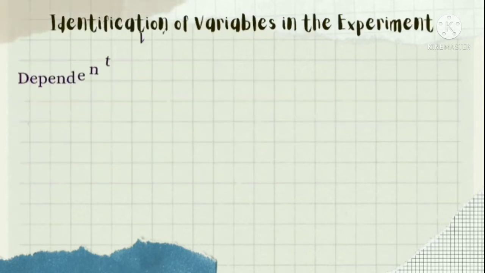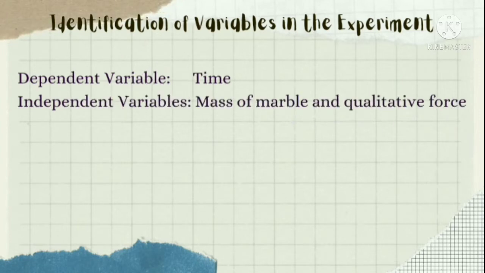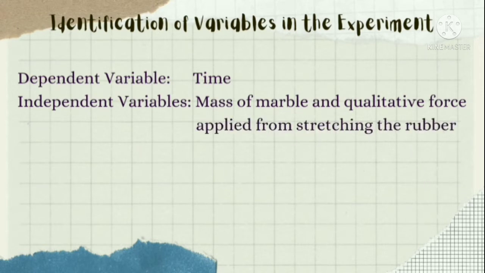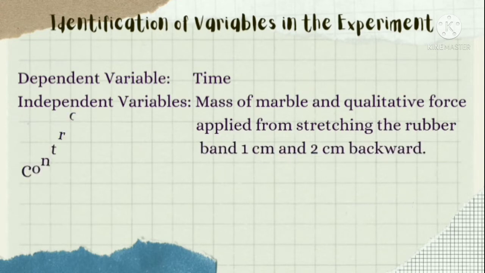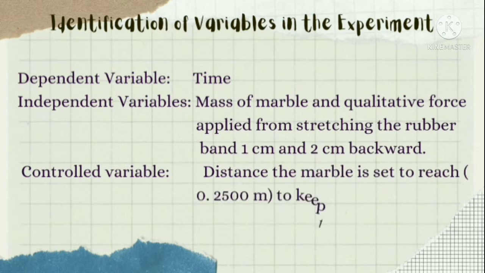Okay, so yung dependent variable ng experiment na to is the time that it takes the varied weights of marble to reach 0.2500 meter from releasing on either 1 cm stretch rubber band or on 2 cm backward stretch rubber band. The independent variable is the mass of the marble and the qualitative force applied from stretching the rubber band 1 cm backward and 2 cm backward. Also, the control variable is the distance the marble is set to reach, which is 0.2500 meter to keep track of time.